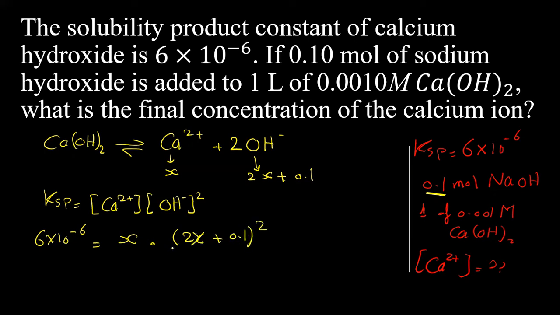After that, by using mathematical means to solve this equation, you'll find X equals 6.5 multiplied by 10 raised to the power negative 4 molar. This will be the concentration of calcium ion. Okay, so here you calculate the concentration of calcium ion if you add 0.1 mole of sodium hydroxide to this saturated solution.